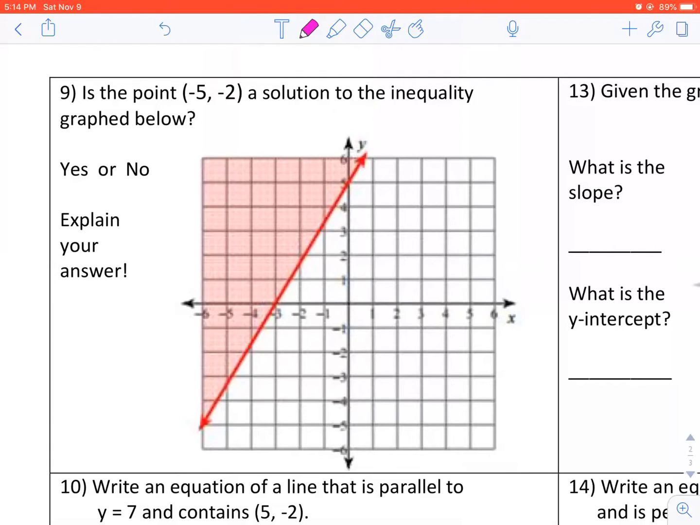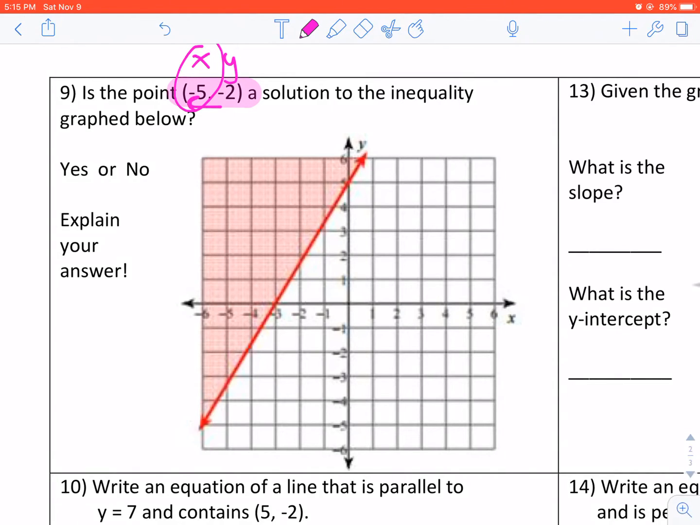Question number 9. Is the point (-5, -2) a solution to the inequality graphed below? If you have your Desmos, you can type this in to make sure that you are graphing it correctly. If you want to do it without Desmos, your first number is in the X spot, your second number is in the Y spot. So on your X-axis, you're going to go -5.